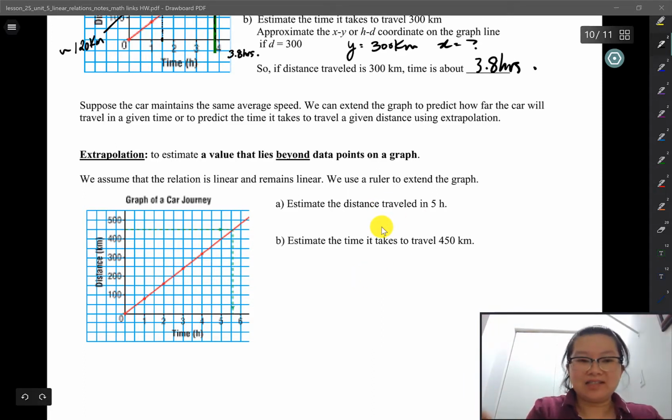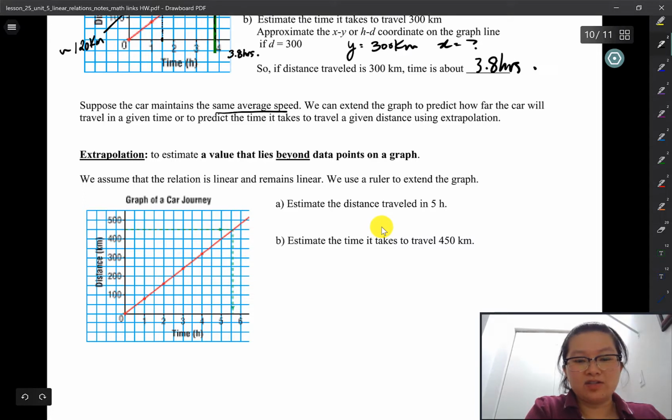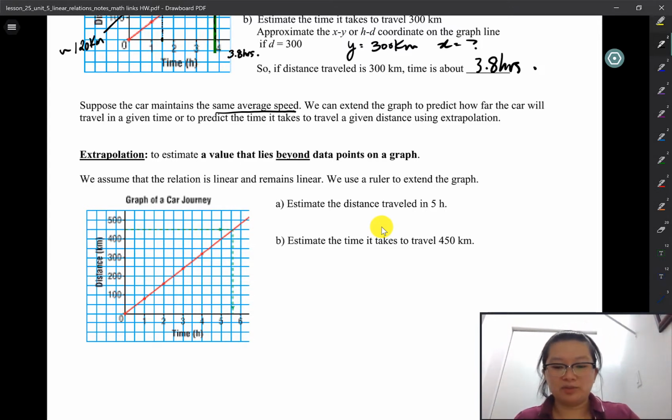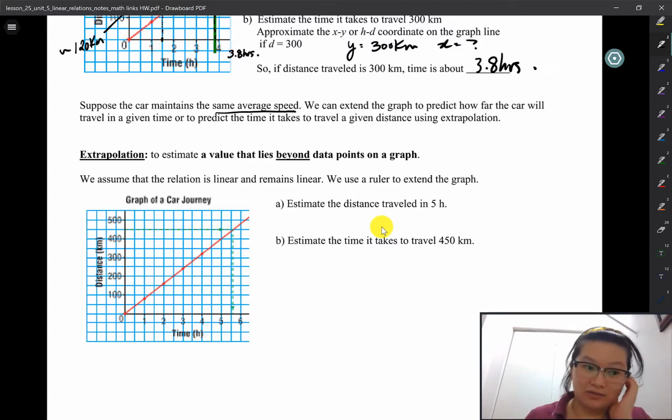So, given the last example about a car traveling at a constant rate, suppose this car maintains the same average speed. We can extend the graph to predict how far the car will travel in a given time or predict the time it takes to travel a given distance using extrapolation. So what that means is we have to make an assumption. We have to assume that the car is traveling at the same rate, and it will continue to do that forever and forever and forever until whenever time stops or whatever.